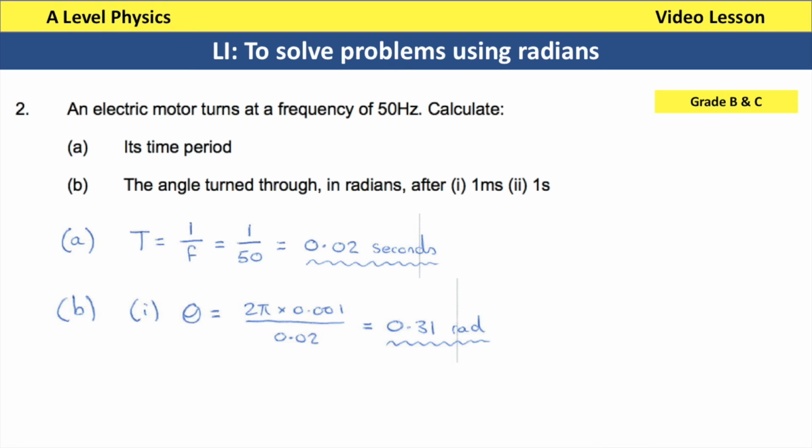We then do the same procedure, but look at how far it's turned after 1 second. So again, we use theta is 2 pi t over T, but then it's 2 pi times 1 divided by 0.02, which is 100 pi.